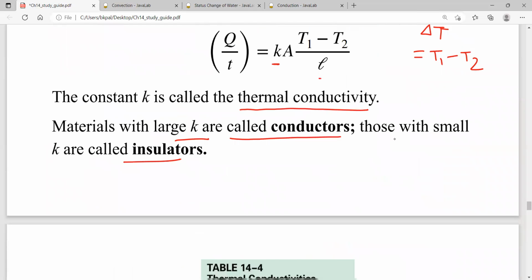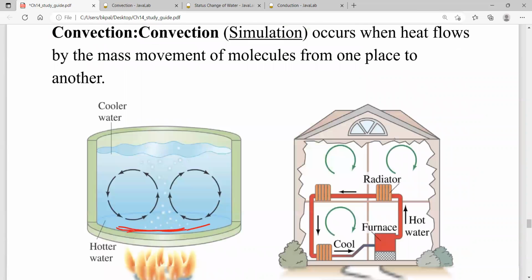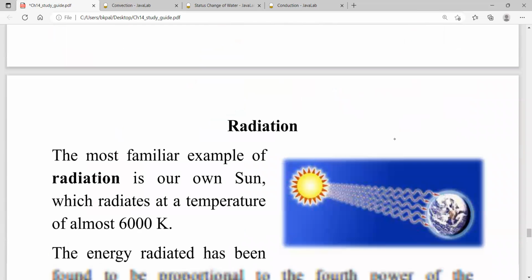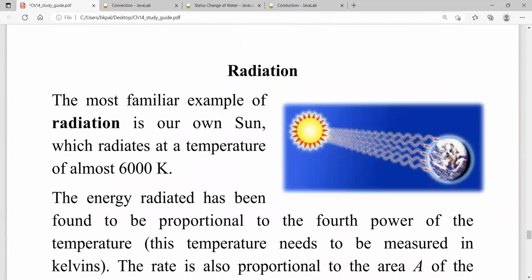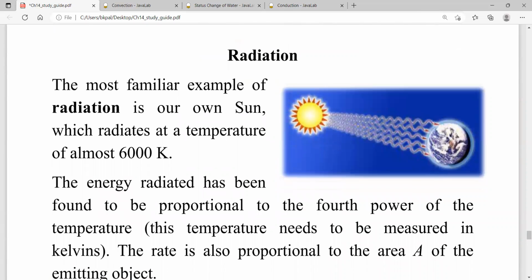But there is another method we are going to learn now, radiation. For radiation, we do not need a medium to transfer the heat. For example, between the sun and earth there is a lot of empty space, nothing in between. Even so, sunlight and heat can come from the sun to the earth, and the method by which it comes is called radiation.